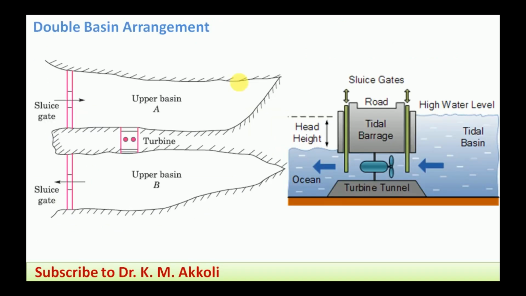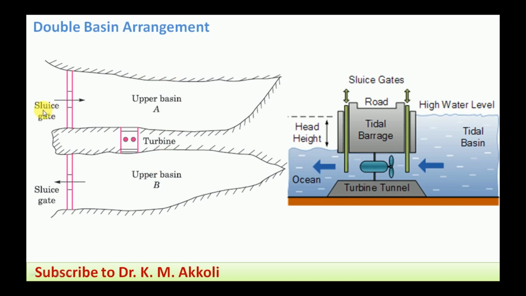Next one I will take, that is a double basin arrangement. Double basin arrangement means, what we have taken in the single basin arrangement, that is once while flowing through the sluice gate, the filling of the tidal basin will be taking place, and that is for the single cycle arrangement. Double cycle arrangement, both ways the power generation will be taking place. And here, instead of that one, there are two basins built. Okay, that is two basins built side by side. One is the upper basin, another one is the lower basin. Actually this is the lower basin.